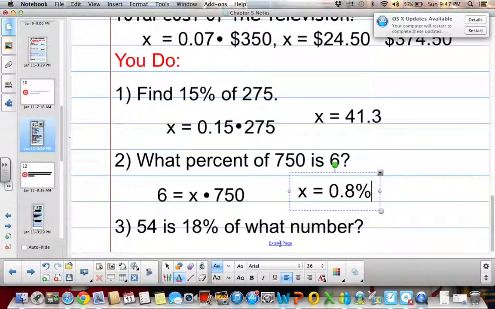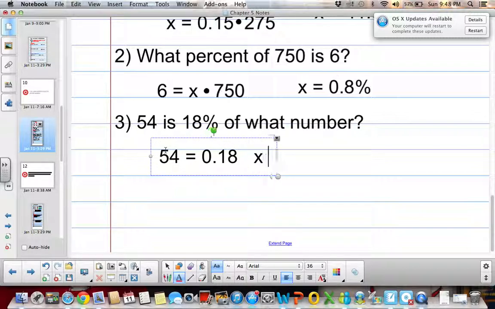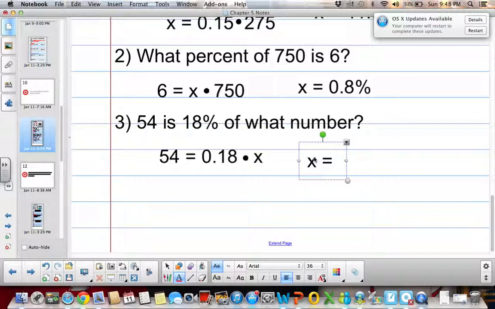And then for the last one, 54 is 18% of what number? So it would be 54 equals 0.18 times x. And then x is going to equal 300, because we would go 54 divided by 0.18 to get 300.